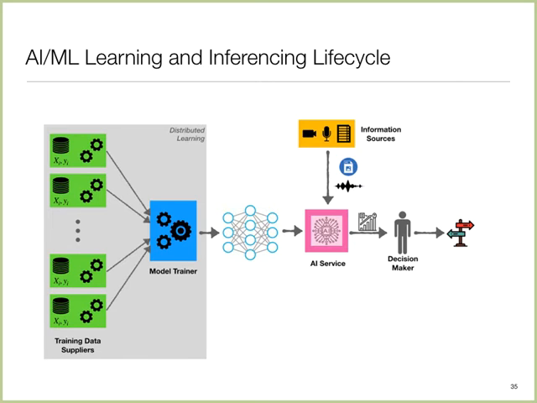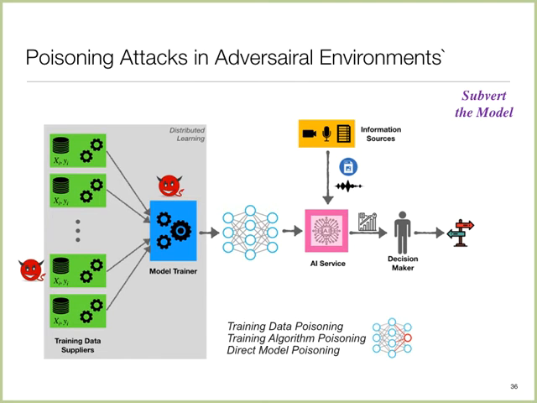Now, what are the adversarial issues in this context? One kind of issue is that we are seeking to corrupt the model itself, okay? So the model is not what it would be in the absence of an adversary.